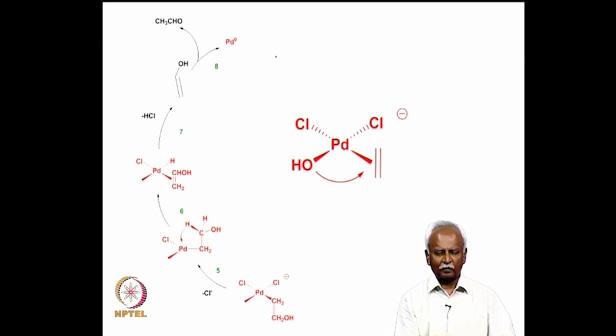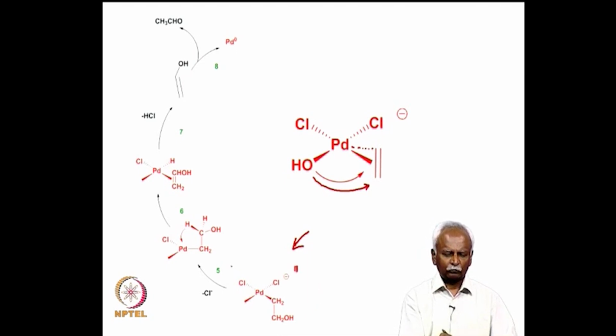And that would give us the species which I have indicated for you here, where an OH group has migrated from the palladium onto the double bond. So, you have this migration of this OH to this double bond, and you have the formation of a single bond between the palladium and the terminal carbon of the olefin. So, you would get a species like so.